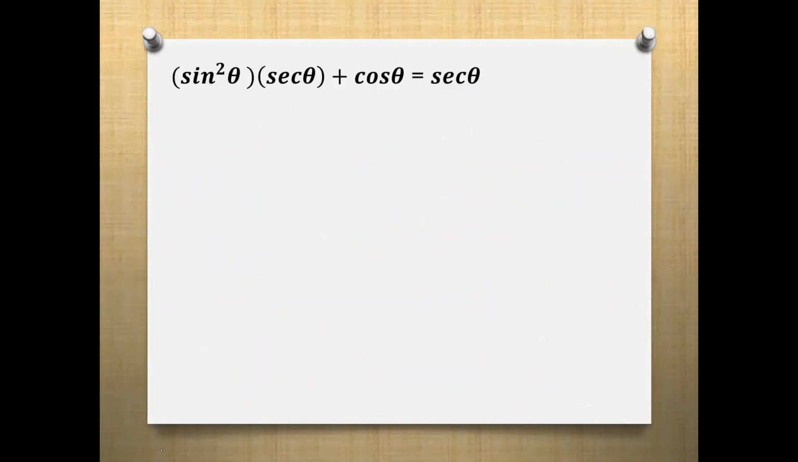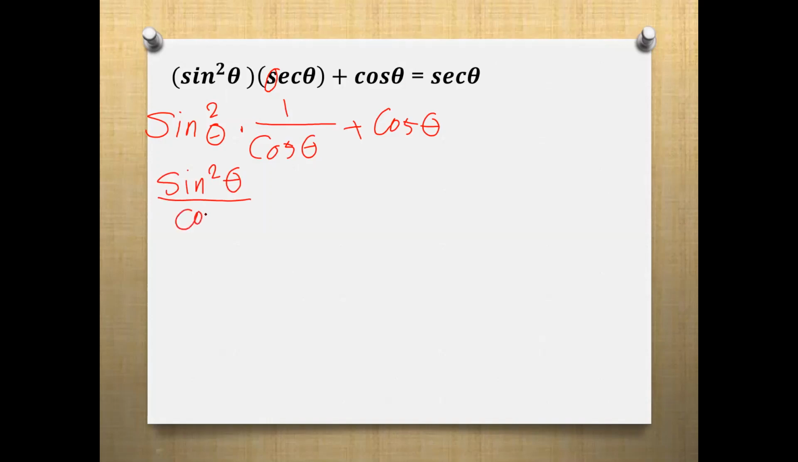Another example now. Here you have sine squared theta times secant theta plus cosine theta. I want to verify that it's equal to secant theta. Sine squared of theta, keep it as sine squared of theta times secant. Secant is what? 1 over cosine. So secant is 1 over cosine plus cosine theta. After that, here it will be sine squared of theta over cosine theta by multiplying them, plus cosine theta over 1. Now you find the common denominator here, which is cosine.